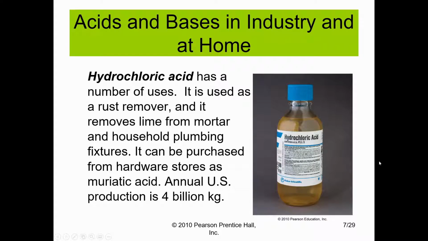Hydrochloric acid has a number of uses as well, including rust remover, as well as a variety of different chemistry uses and household uses. It's used as a cleaner for plumbing as well as glassware. You can purchase it at hardware stores, and our annual production in the United States is about 4 billion kilograms. These are the two most commonly used acids, hydrochloric acid and sulfuric acid.